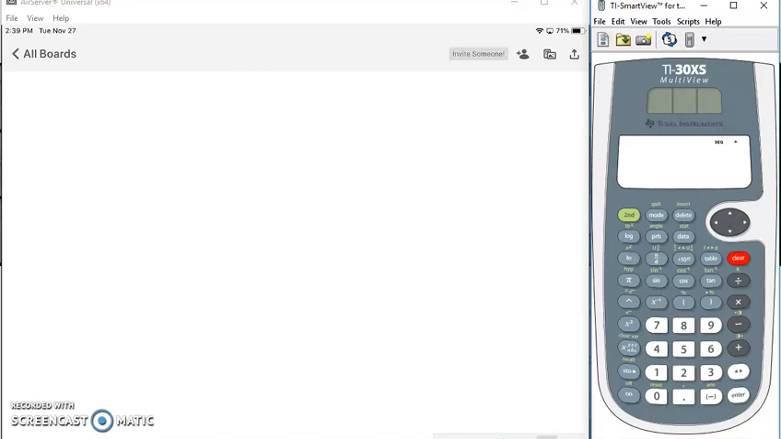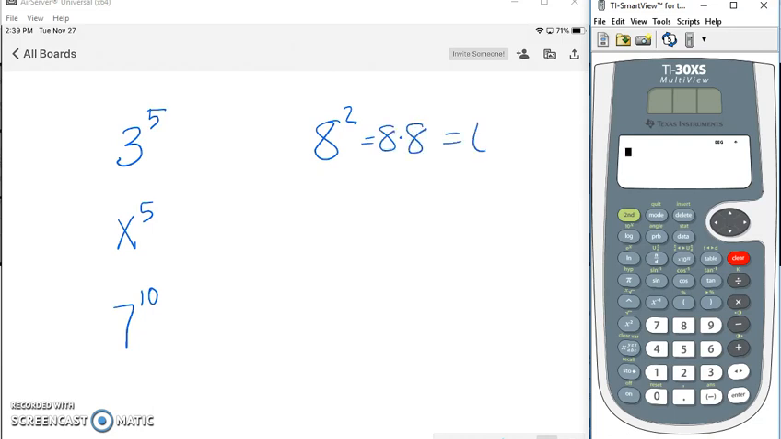This is a short tutorial on how to calculate exponents. We'll be learning about exponents in this chapter, maybe things like 3 to the 5th power, or x to the 5th power, or maybe something like 7 to the 10th power. You might know things like 8 squared. 8 squared just means 8 times 8, which is 64, which is fairly easy to calculate.